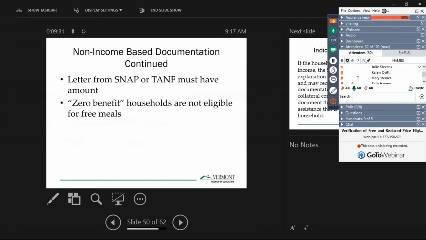If somebody is submitting a letter from SNAP or TANF, it must include the amount that they are receiving. And zero benefit households are not eligible for free meals. This again is sort of a special scenario that is covered in the eligibility manual, but it's a particular type of SNAP benefit, and it will say on the letter like zero benefits, and this actually does not confer free meal eligibility to the household. It's like a weird special scenario.